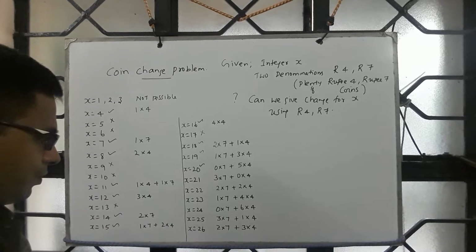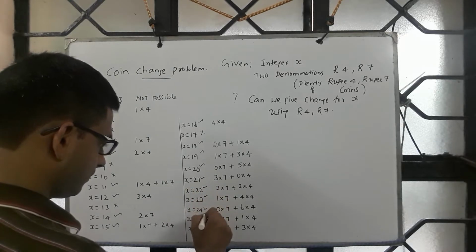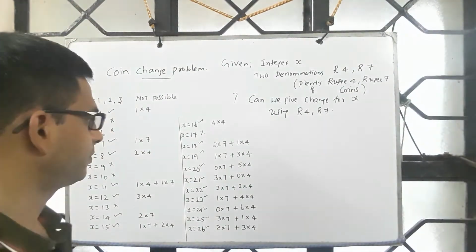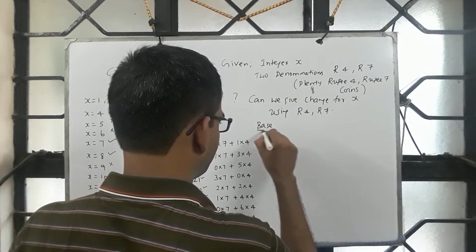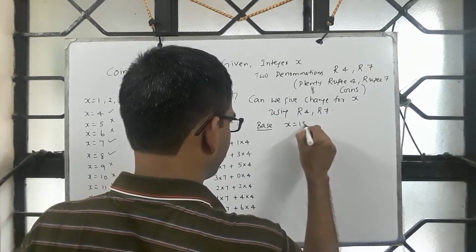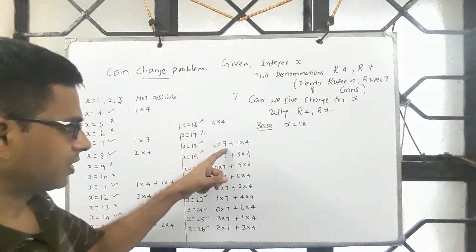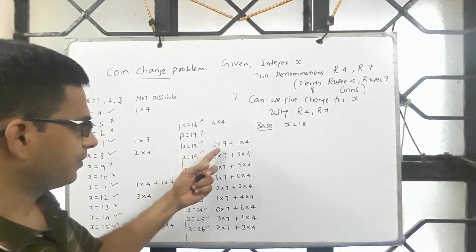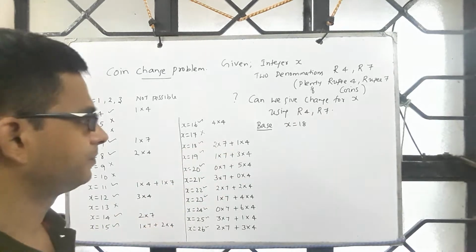Now with this we see that there is a pattern, it works for all of these. Now let's attempt a proof. So the base case is x equal to 18. And here is the split up. Change for x equal to 18 you give using 2 7 rupee coins and 1 4 rupee coin.